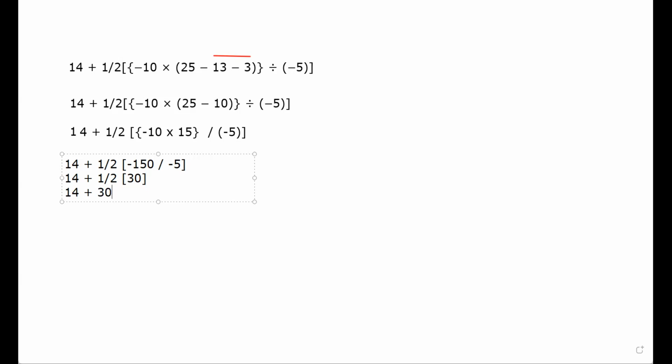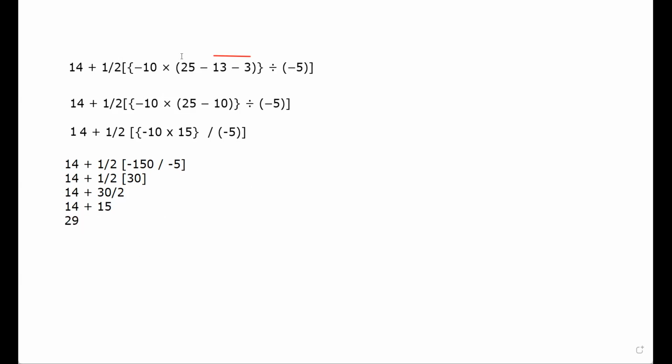upon 2. So obviously we have to divide first. What is the BODMAS rule? This will become 15. This is how, and it will become 29.